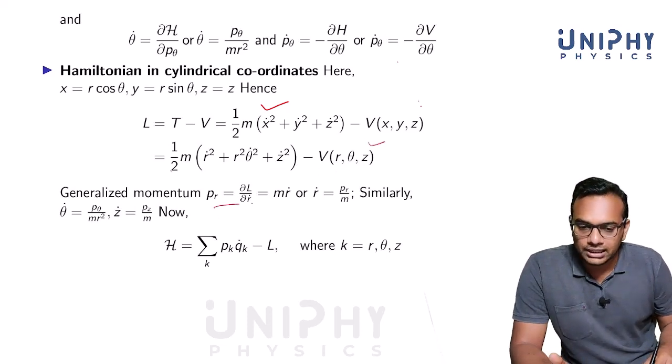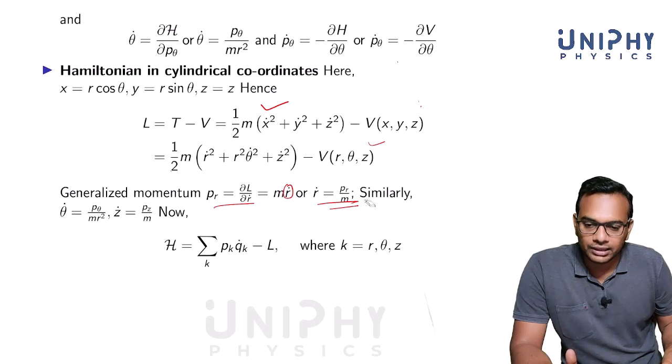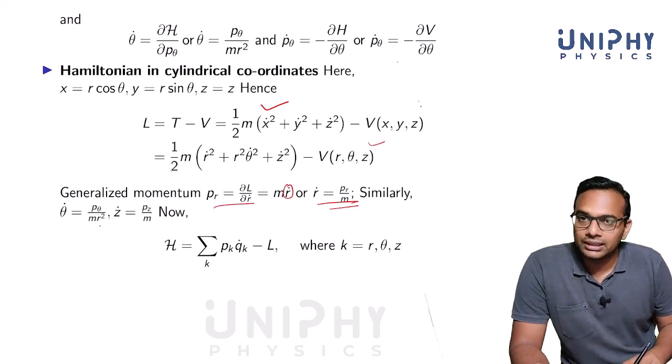You find the momenta p_r, and you can solve that for r dot. So you get r dot equal to p_r divided by m. Similarly, theta dot equal to p_theta divided by m r square, and z dot equal to p_z divided by m.